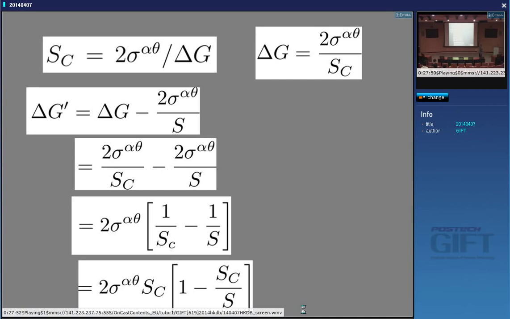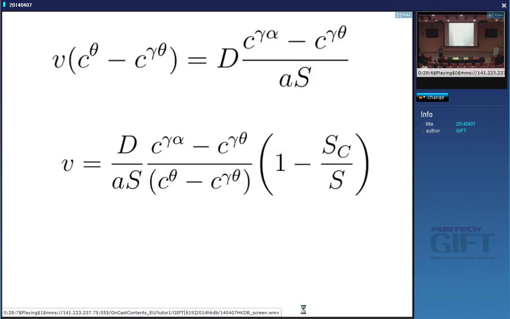Okay. So all we have to do, given that velocity is approximately proportional to driving force, is simply scale the velocity by this factor here. So this was our original equation, and all we do is we multiply it by this factor to take account of the energy stored as interfaces.